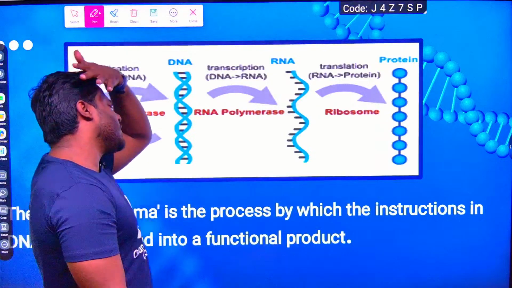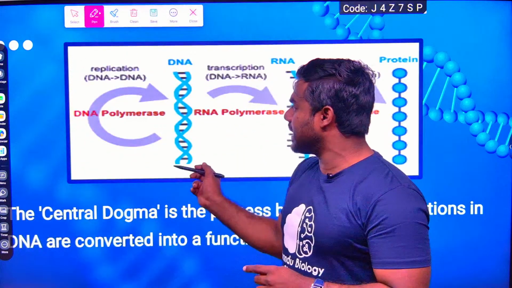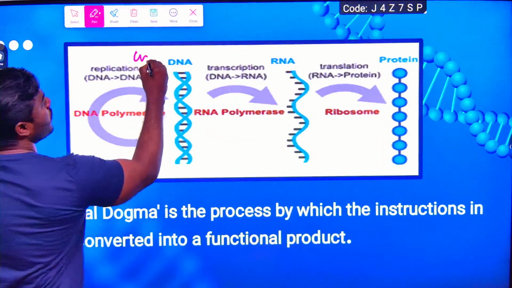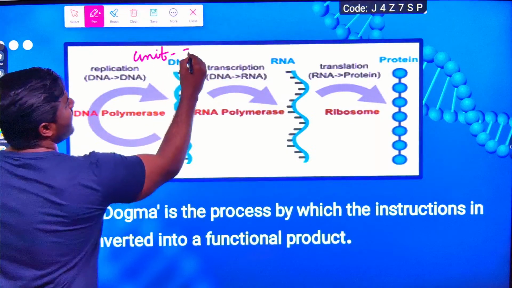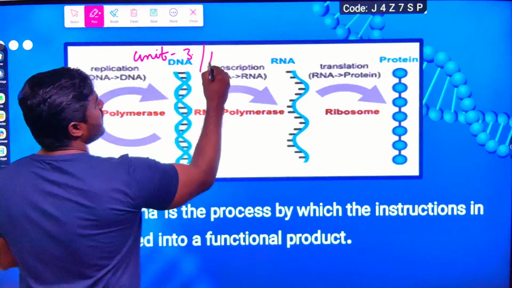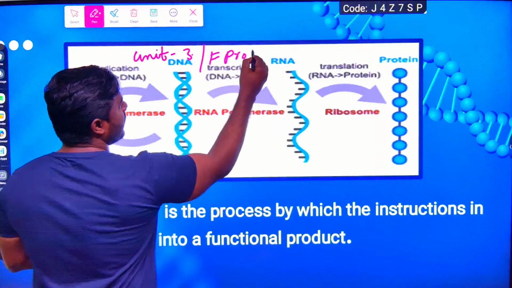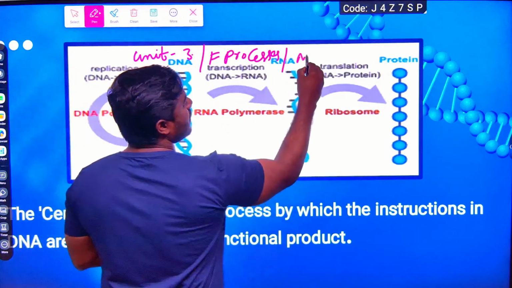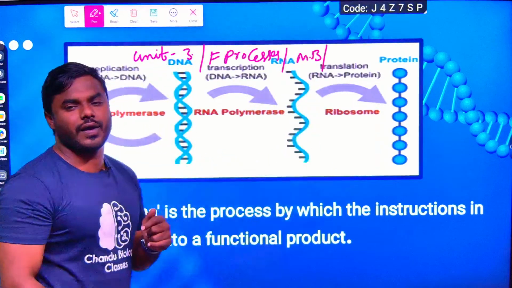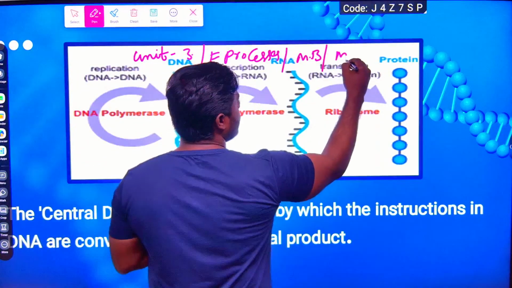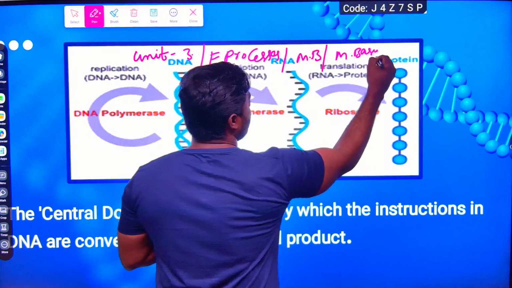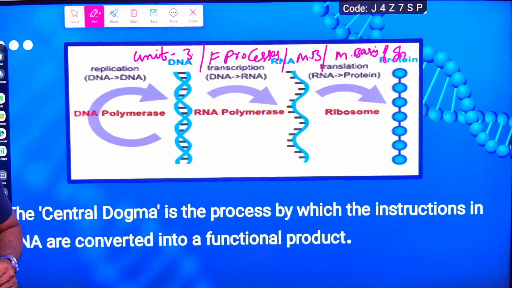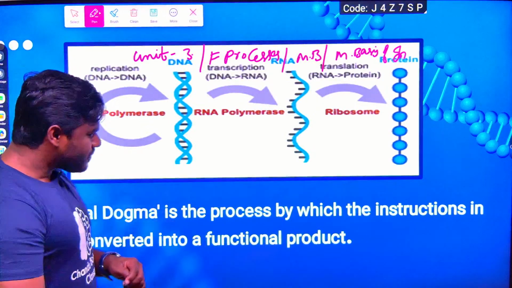Okay, now we're going to start one of the toughest units in our entire syllabus, which is said to be Unit 3. It has multiple names. Sometimes, according to our syllabus, we use the words fundamental processes. In general, we use the words molecular biology. Sometimes we use the words molecular basis of inheritance. We will understand how we have given all these names.